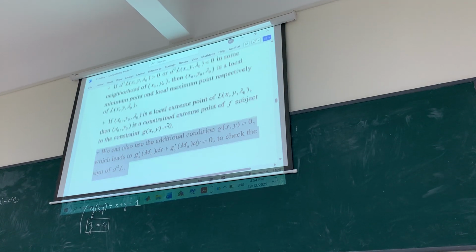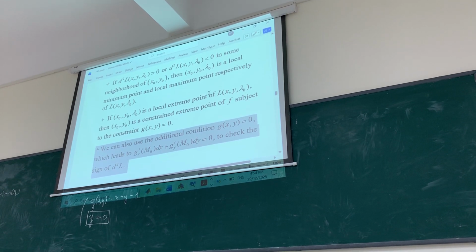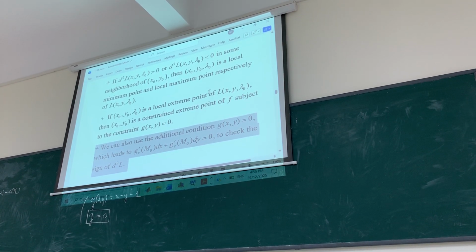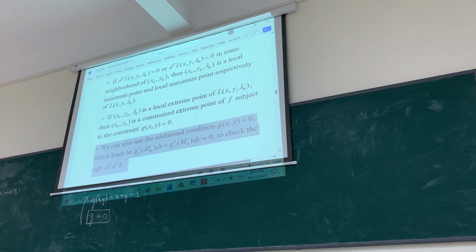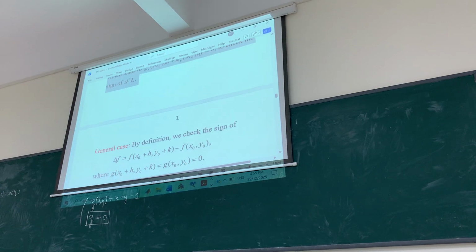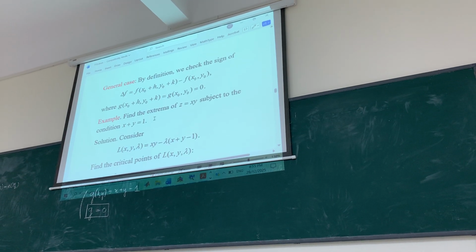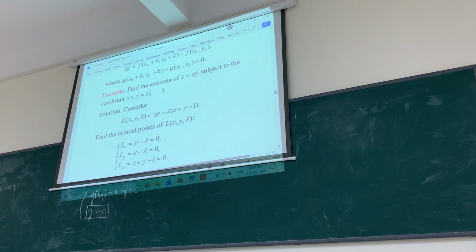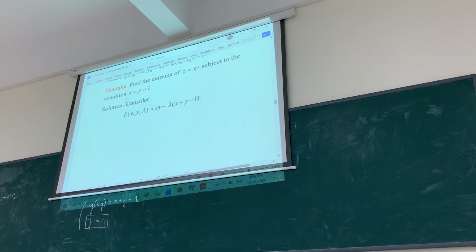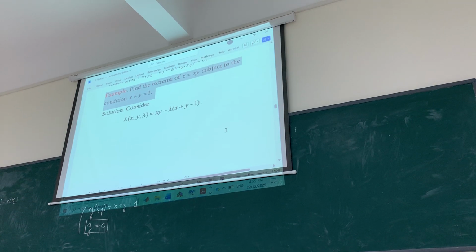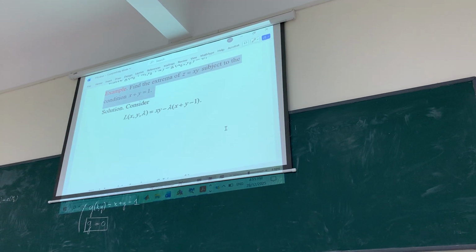Okay. Now we return to the first example. We need to find the local extreme point by the Lagrange multiplier method. The example: we need to find the extreme of the function z equal to f(x, y) equal to xy, subject to the condition x plus y equal 1.